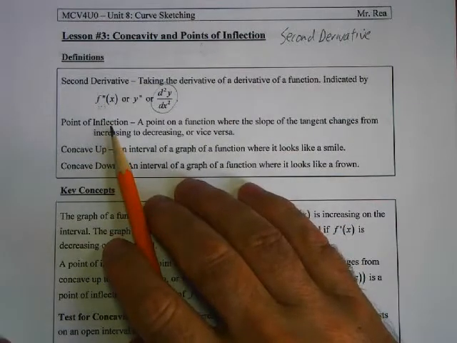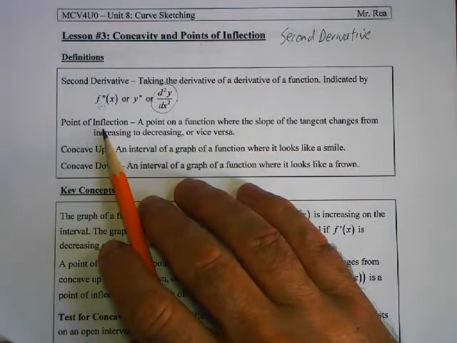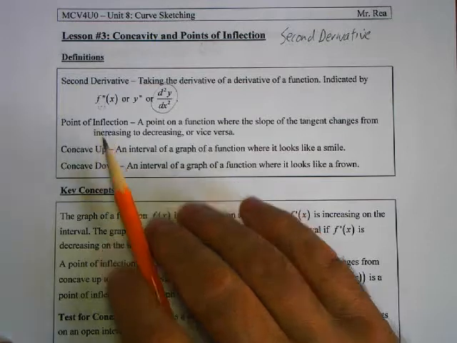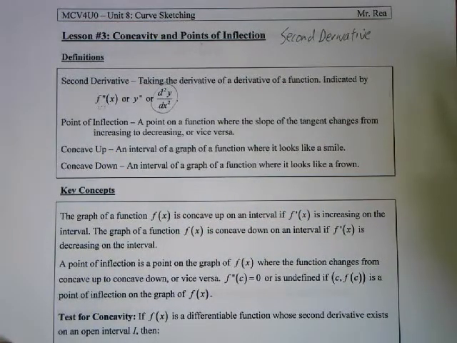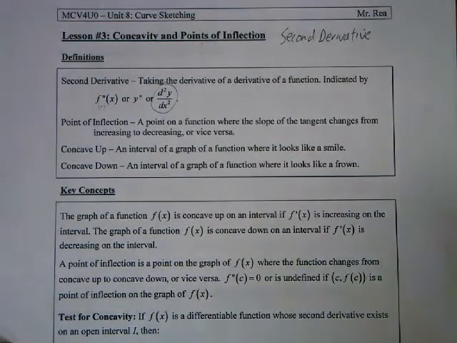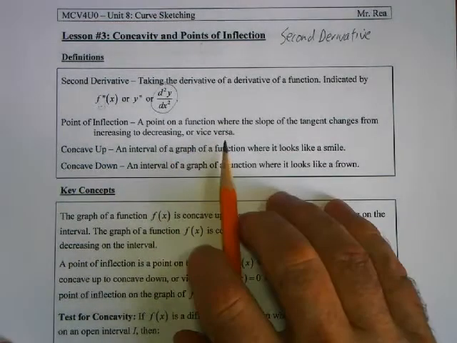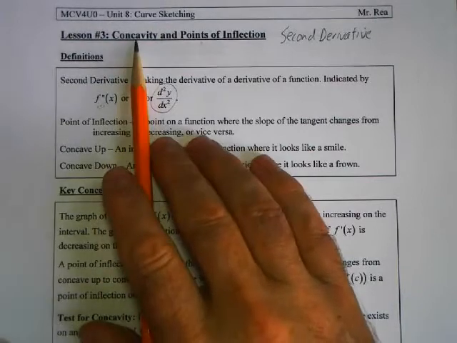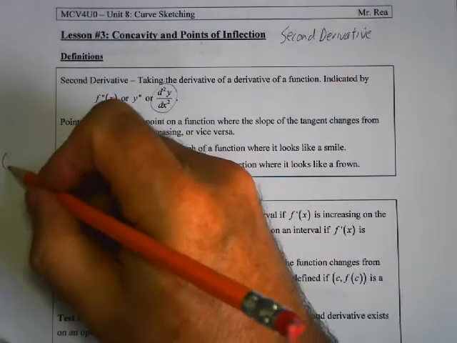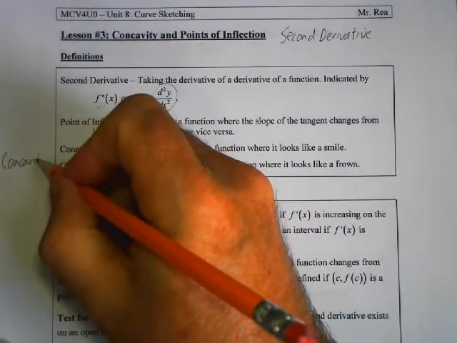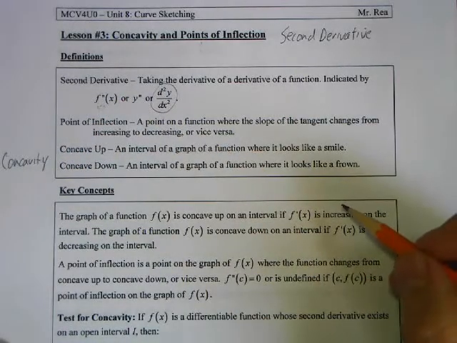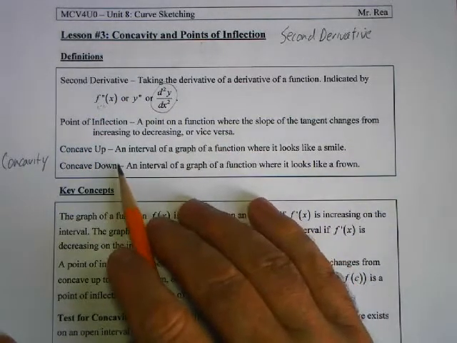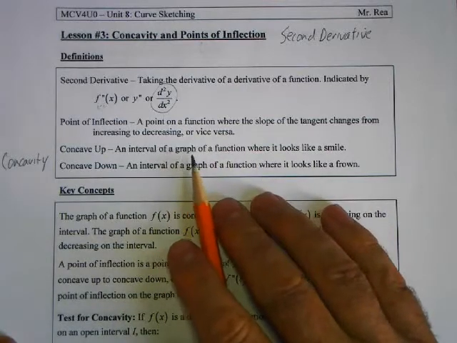A point of inflection is really what this lesson's all about. It's a point on a function where the slope of the tangent changes from increasing to decreasing, or from decreasing to increasing. So what does that look like? Before we talk about that, I want to talk about these 2 things, and this relates to concavity. Concavity means it could be concave up or concave down. Very simple explanation here.